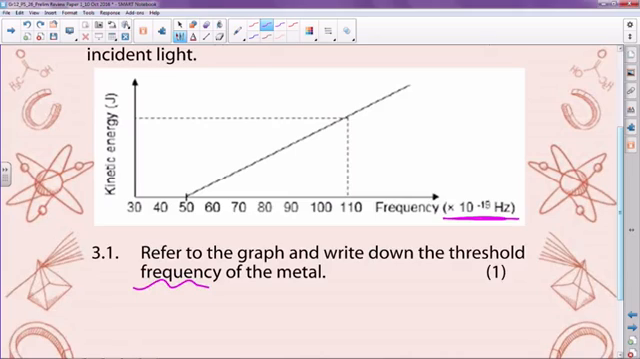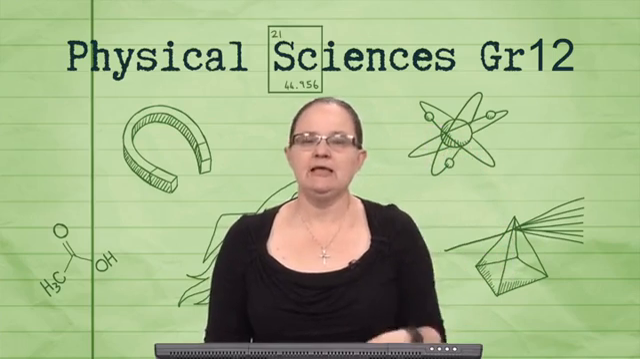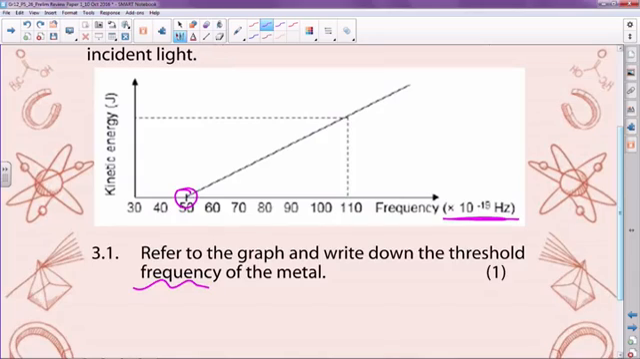Now, here you've got to remember what threshold frequency is. Your threshold frequency is the minimum frequency needed for electrons to be released. But remember, when we use threshold frequency, the kinetic energy is 0. That means it is the intercept on the graph. So that means my threshold frequency here is 50 times 10 to the minus 19 hertz.